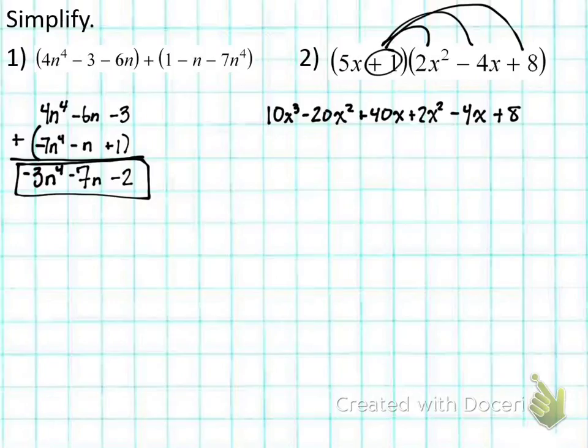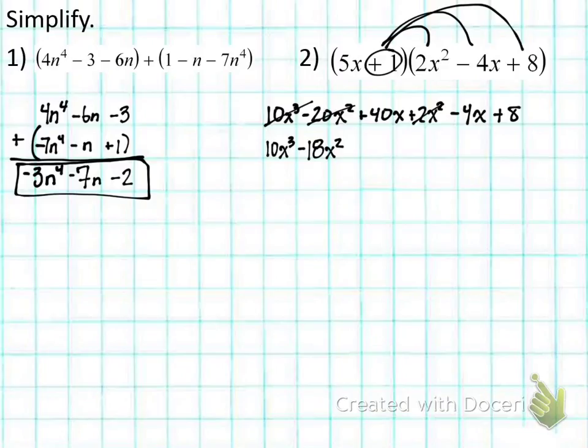What's the largest exponent, I ask myself? X to the third. So I know there's 10x to the third here. And there aren't any other x to the thirds. And I'm going to cross that out so I don't count it again. Then I ask myself about the x squareds. Negative 20x squared plus 2x squared is negative 18x squared. Okay, there aren't any other x squared, so I'm going to cross these two out so I don't count these again and I don't forget about them.